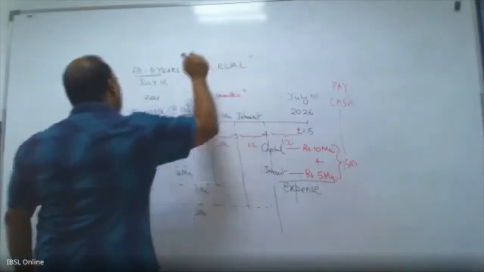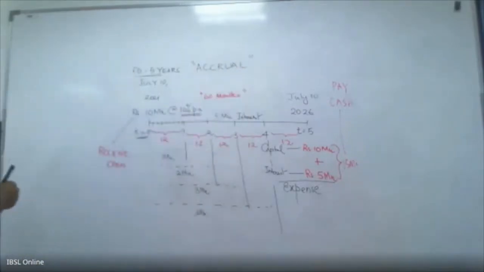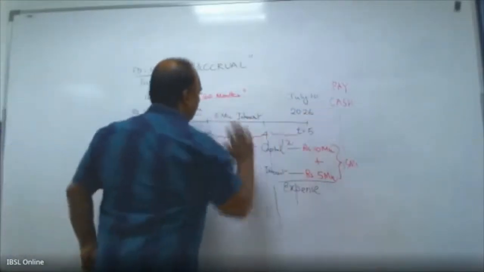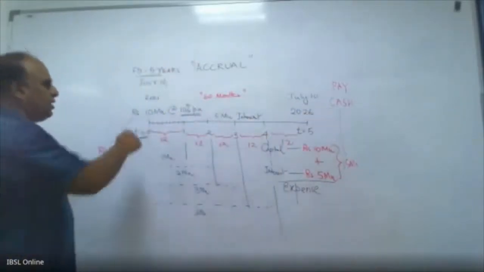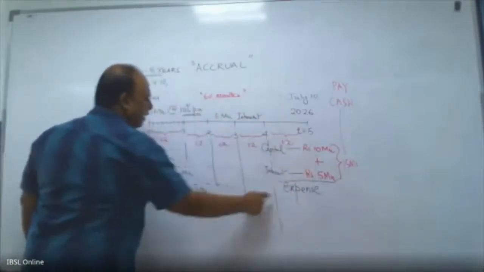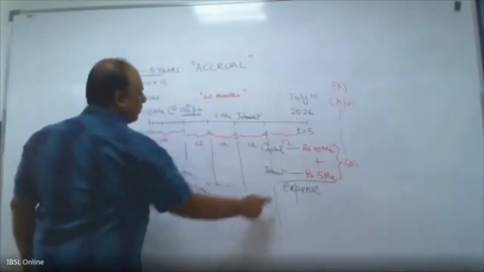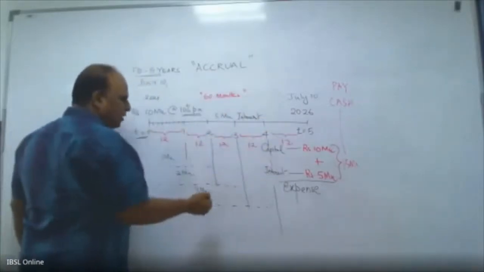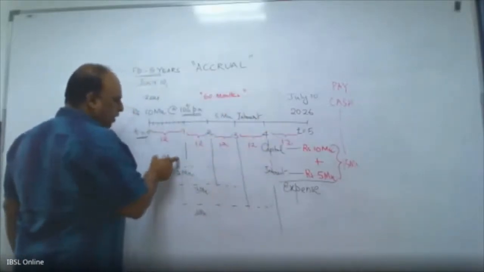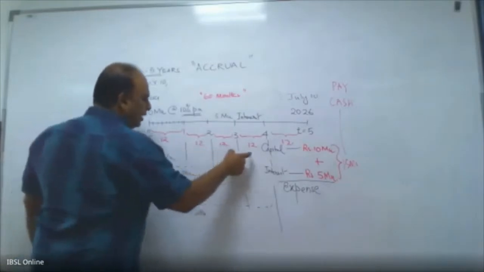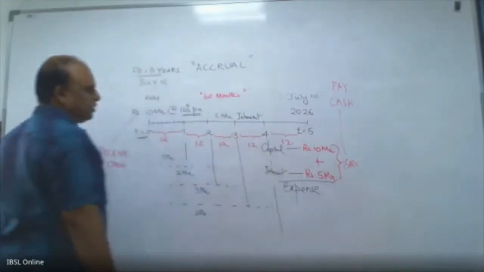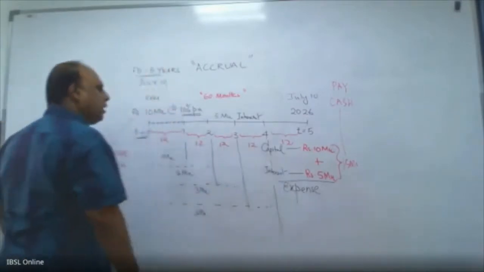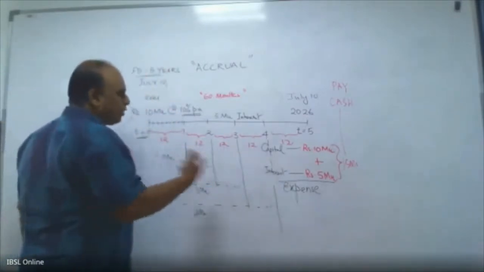What do you mean by accrual? I am not bothered about receiving cash or paying cash. What is important is what is going to happen in between. I am going to recognize an expense or a cost every year, 1 million each over the next 5 years. This mechanism of allocating my income or expense, it could be an income or it could be an expense.